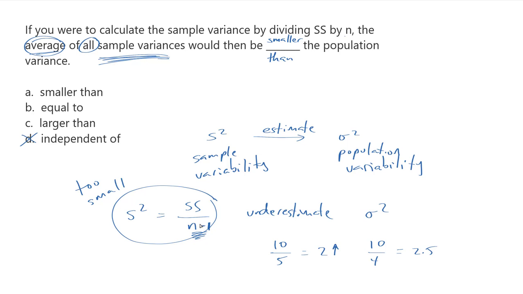We understand that samples show too little variation when trying to estimate what's going on in a population that we really want to be able to describe. So we give it this artificial boost. That's why we have the n minus 1. So the answer here is A, smaller than.